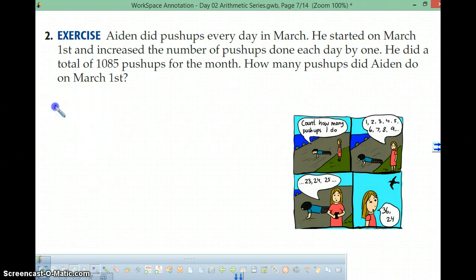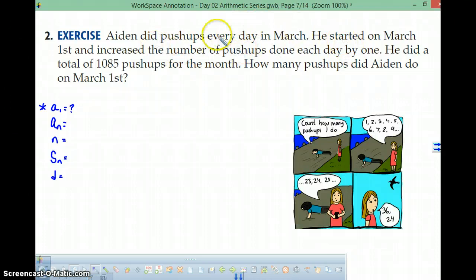Okay, let's start by talking about what do we know. Here are all my variables. We've got a sub 1, the first term, the last term, the total number of terms, the sum of all those terms, and the common difference. Which of these do we know? And what are we looking for? How many push-ups did Aiden do on March 1st? That's a sub 1. That's what we're looking for. So that one's a question mark for sure.